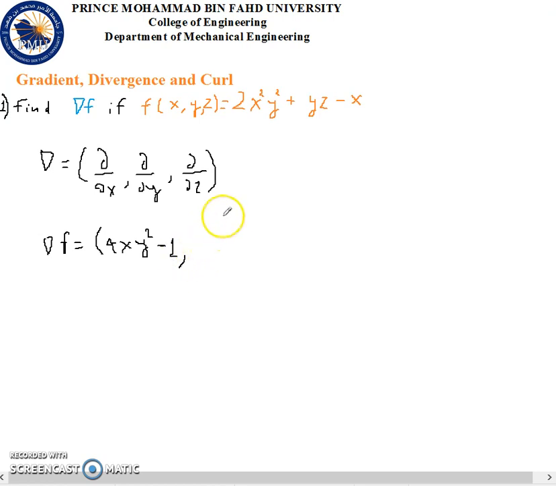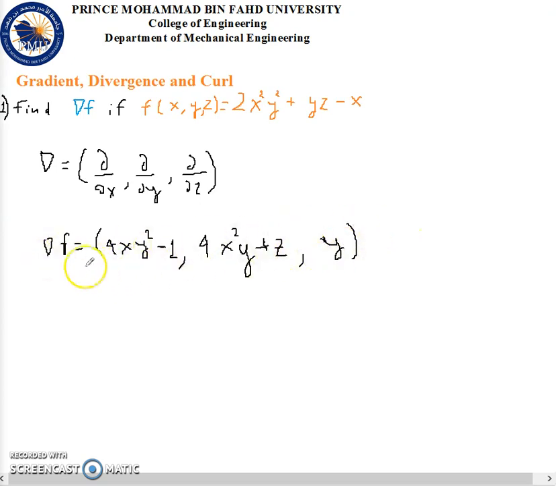For the second component, we'll need the derivative of this function as a function of y. So this first part will be 4x squared y plus z, and there is no y in the last part. Okay, so for the last component, we'll need to derive the function as a function of z, so nothing from here, we'll have a y from there, and nothing from there. So here's y. So this is the gradient of function f.